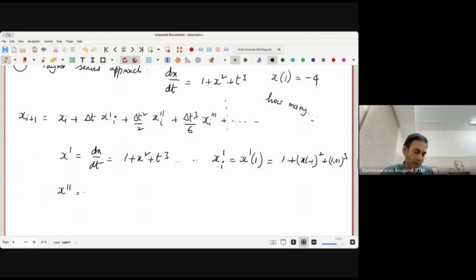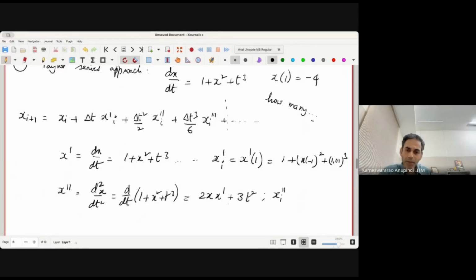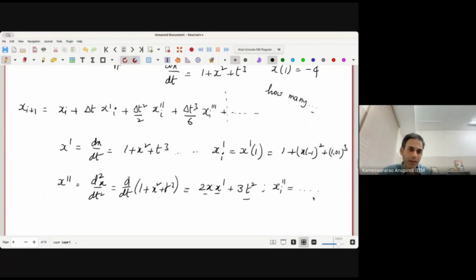What about x double prime? That is d square x by dt square. That means d by dt of 1 plus x square plus t cube. d by dt of 1 is 0, d by dt of x square is 2x x prime, and t cube gives 3t square. We need to evaluate this at i for x double prime. That means substitute t equals 1 and x equals x of 1, that means minus 4. Then that can be calculated.